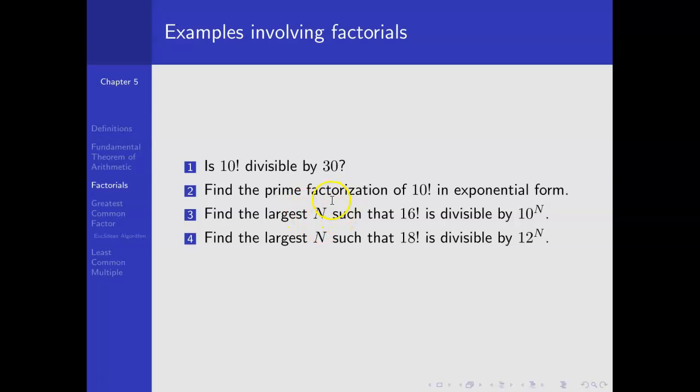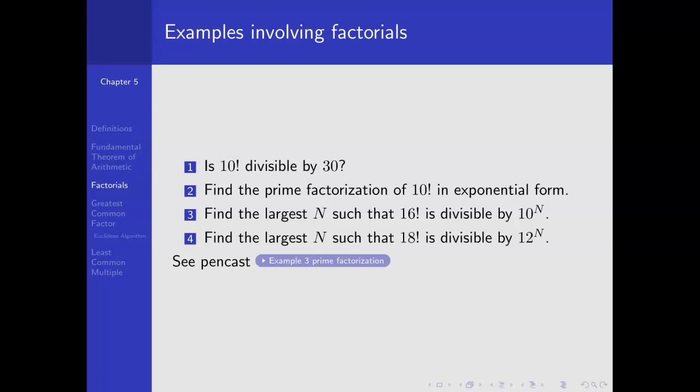Find the largest n such that 16 factorial is divisible by 10 to the n. Okay, so let's break that down for a second. Divisible by 10 to the n means that 10 to the n is a factor of 16 factorial. So we're trying to figure out what is the largest power of 10 that is a factor of 16 factorial. And the same thing in our last example, we're trying to find the largest power of 12 that is a factor of 18 factorial.